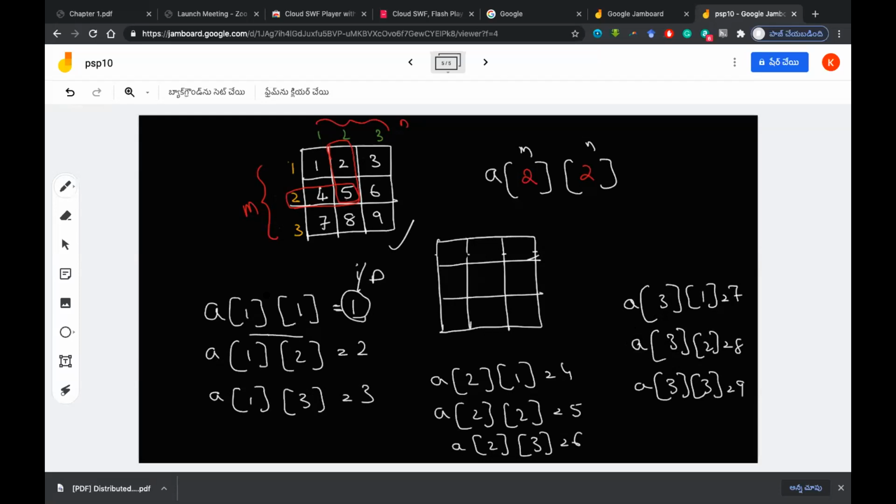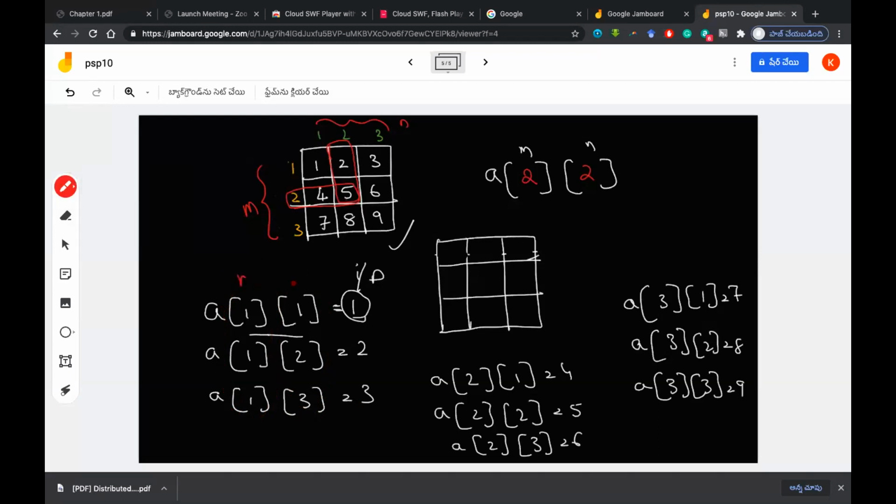Now, have you observed that in this particular one, if m stays at 1, n will be going to 1, 2, and 3, right? Observe this. If m stays at 1, let me write here.